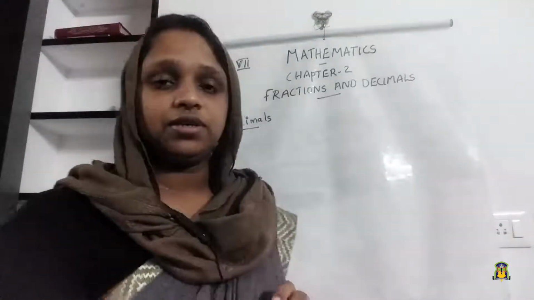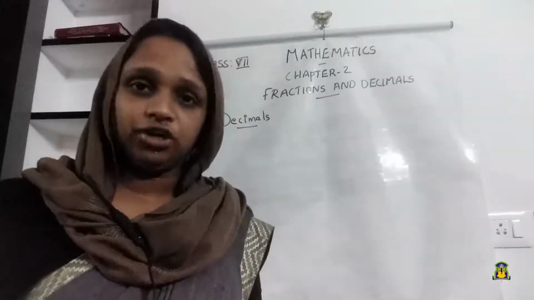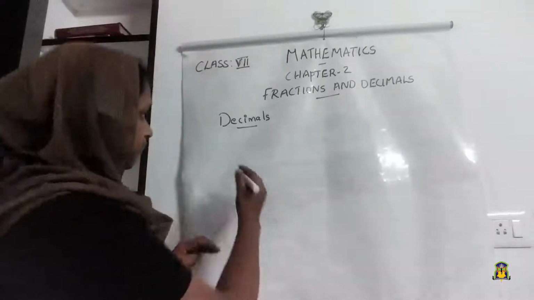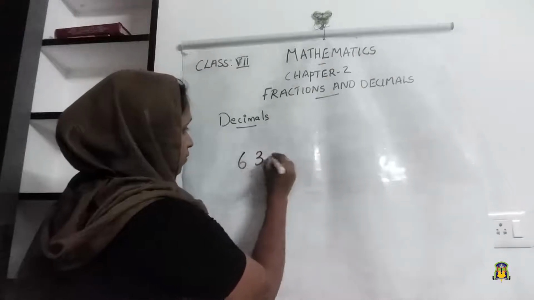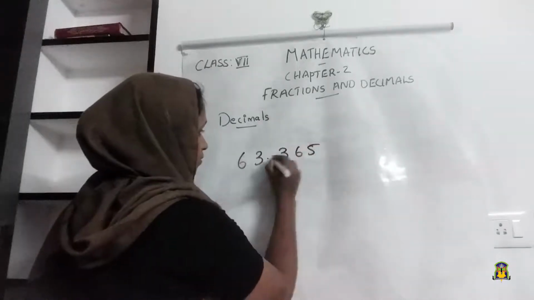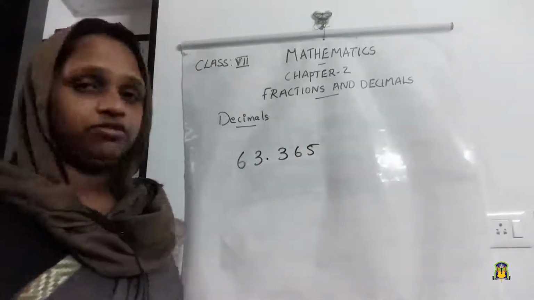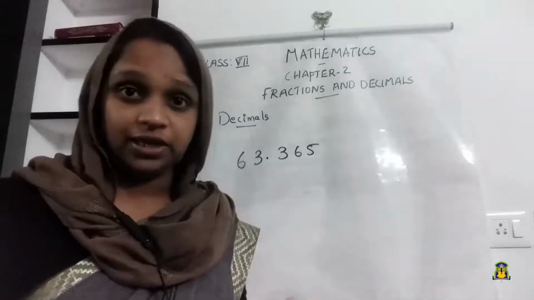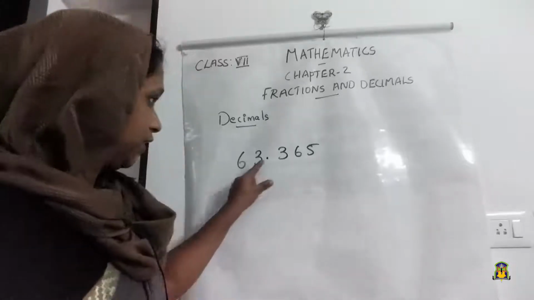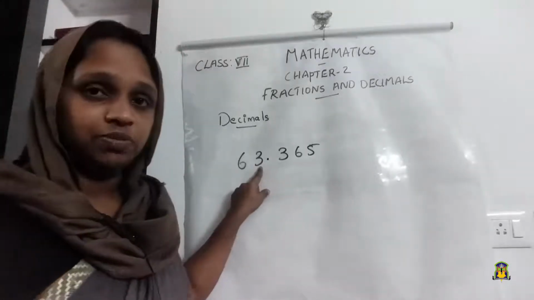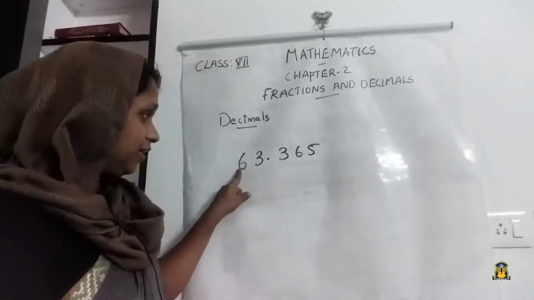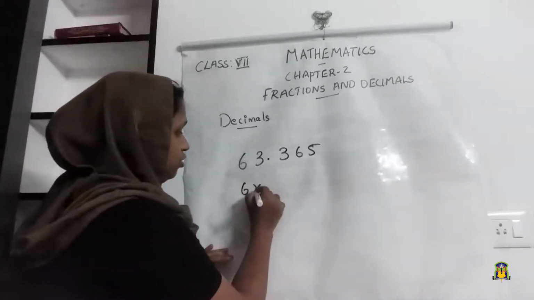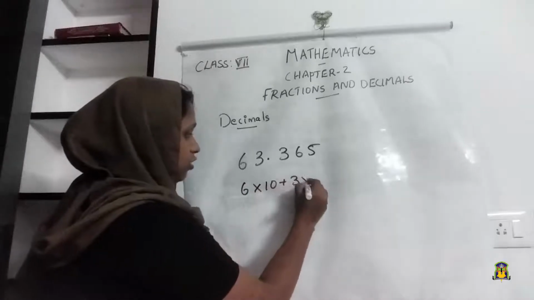Now we want to discuss how to write a decimal number in expanded form. Okay, we can consider one example, 63.365. We want to write this number in expanded form. So how to write? We know before the decimal the first place is what? Ones. Then here it is tens. That we already know. That is 6 into 10 plus 3 into 1.